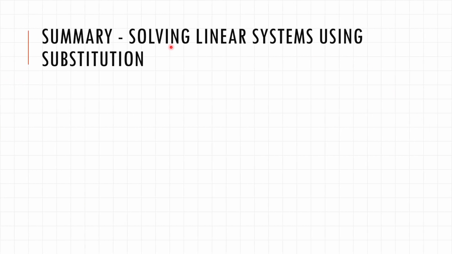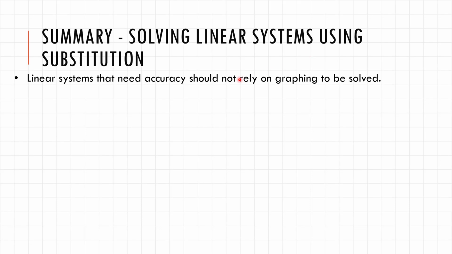So when we need to solve linear systems, we should never rely on graphing because graphing either means we need technology or inaccurate hand sketches. It only works when the x and y values fall exactly on the grid lines. And even then, how can you be sure that it's exactly there?